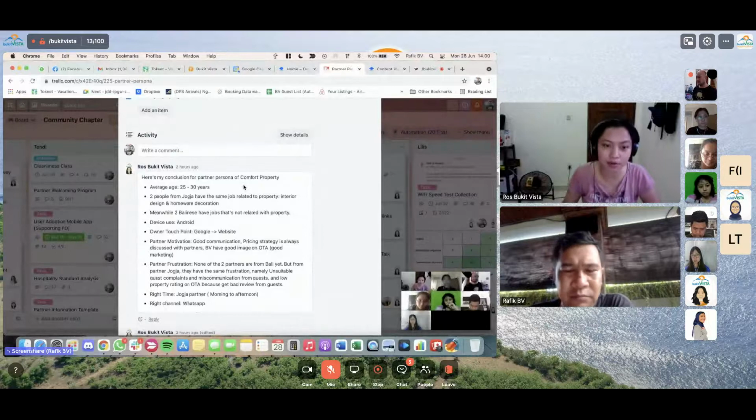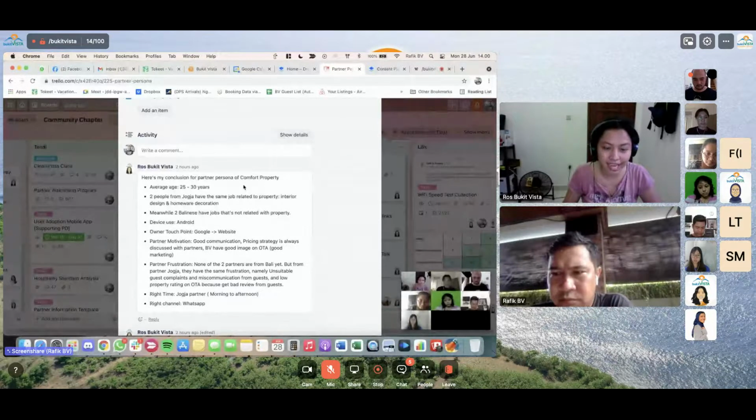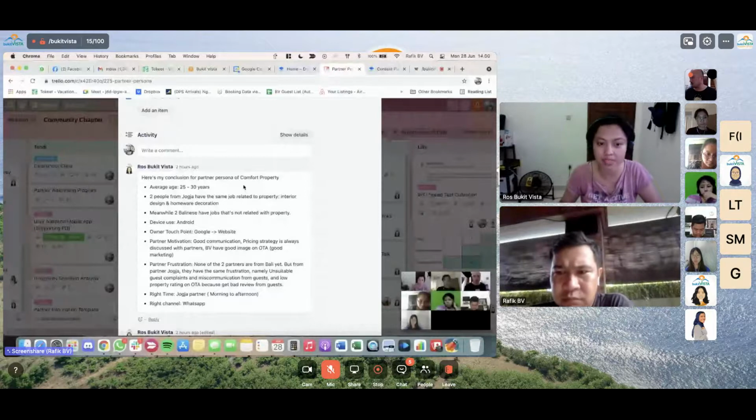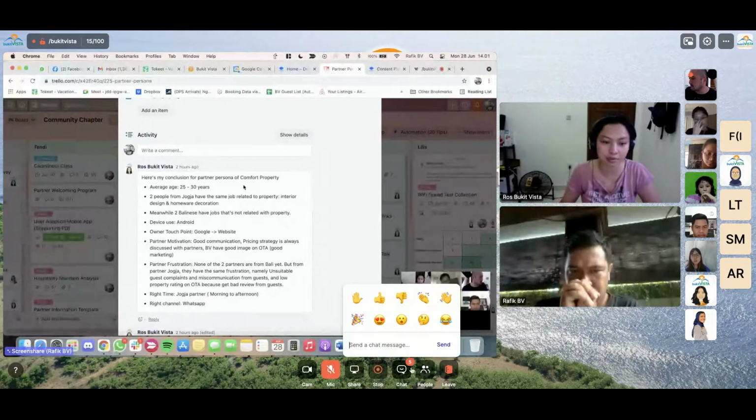My conclusion for partner persona of comfort property. Average age is 25 until 30 years old. The first two partners sampled from Jogja have jobs related to property, interior design and homeware decoration. Meanwhile, two Balinese partners have jobs not related to property. Device used is Android. Owner touch point is they will search about property management service first through Google and check their website. Partner motivation is good communication. Pricing strategy is always discussed with partners, and if you have a good image on OTAs, especially on Airbnb.